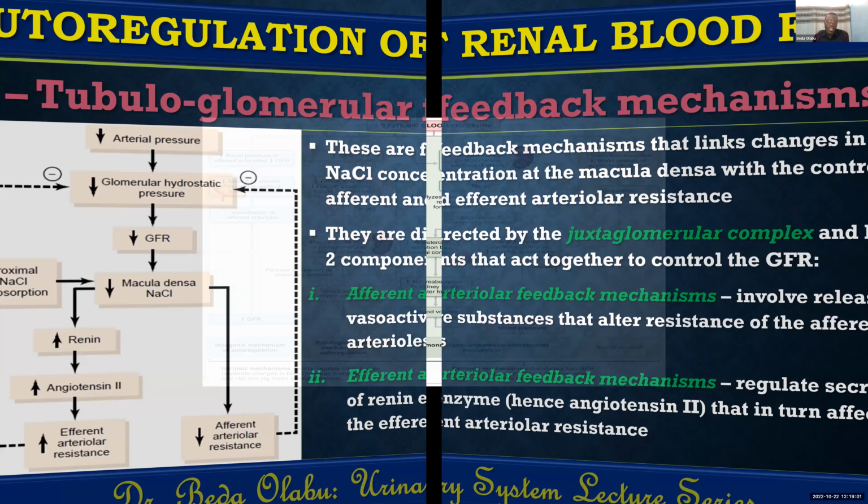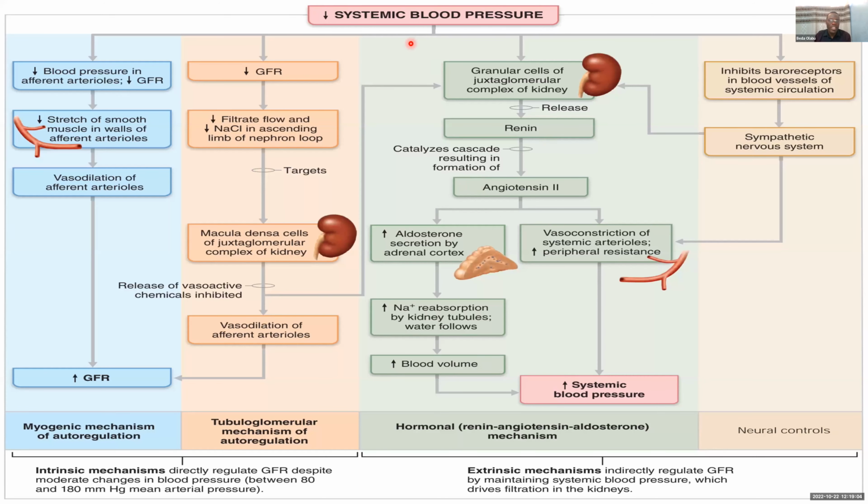So in summary, there are multiple mechanisms that affect renal blood flow. There are those mechanisms which are intrinsic. There are those mechanisms which are extrinsic. The extrinsic mechanisms involve the neuronal mechanisms that generally affect the general blood pressure of the body. The intrinsic mechanisms are mechanisms within the kidney that adjust the renal blood flow despite the changes in the systemic blood pressure.